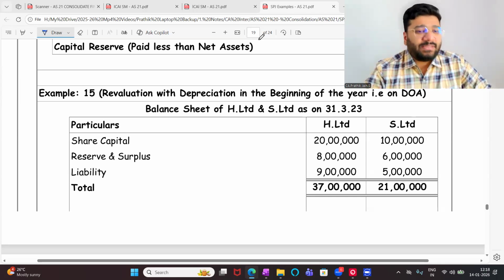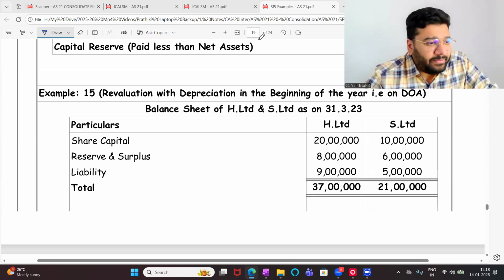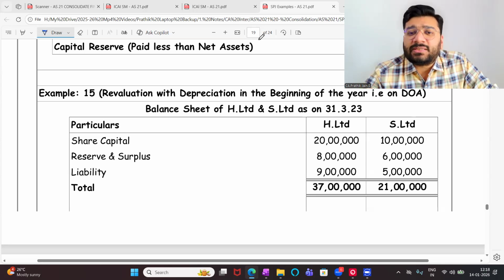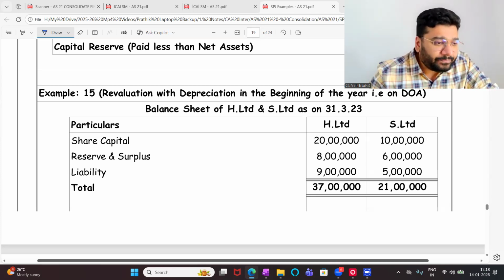Thank you, people. So, guys, we're doing this topic called consolidated financial statement, right? In the last class, we had discussed two adjustments. One is called time adjustment. The second is called revaluation adjustment. So, let's do a quick recap.